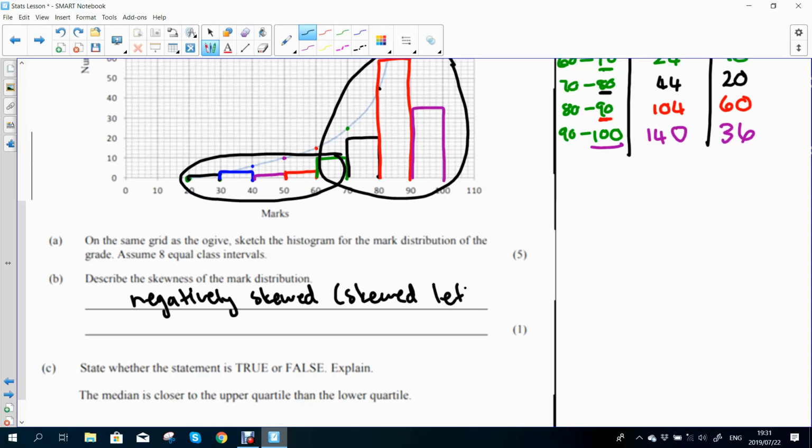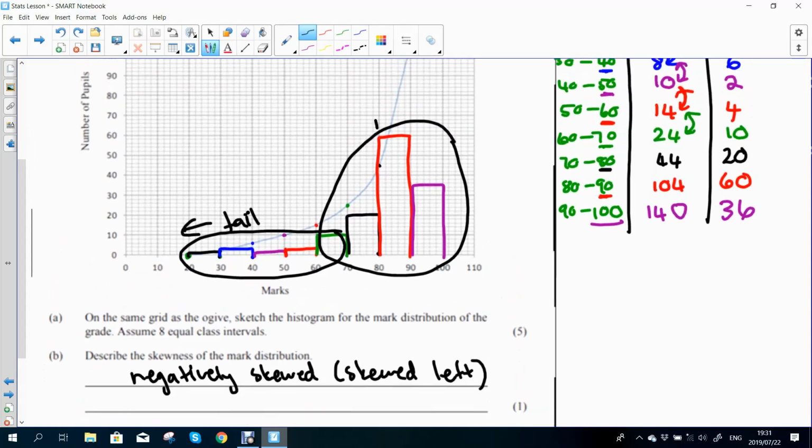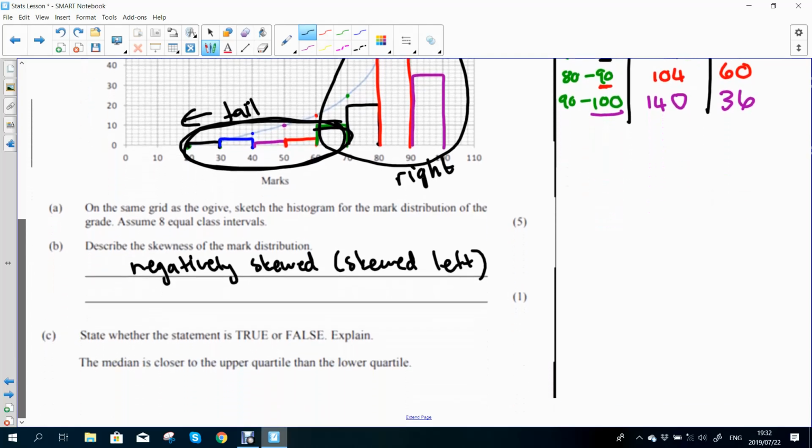How do I know that? Because there's a tail. The tail is pulling the data to the left-hand side. Most of your data lies on the right-hand side, but it is skewed to the left because it pulls down your values. Okay, I hope that makes sense.